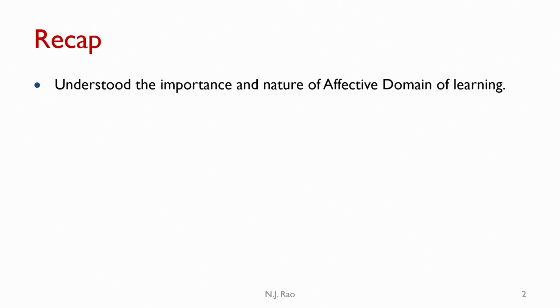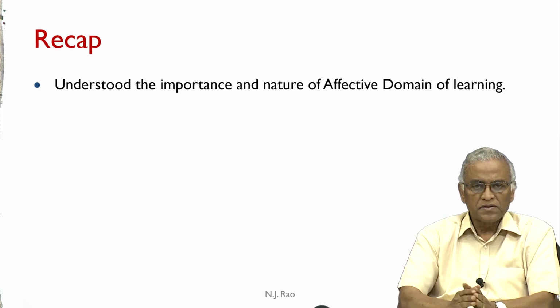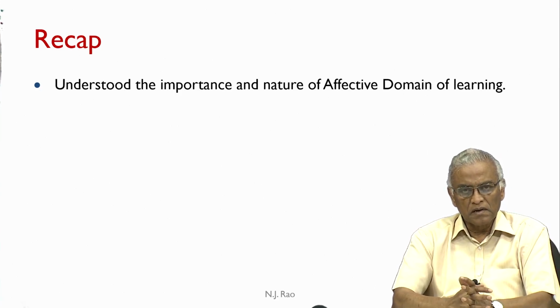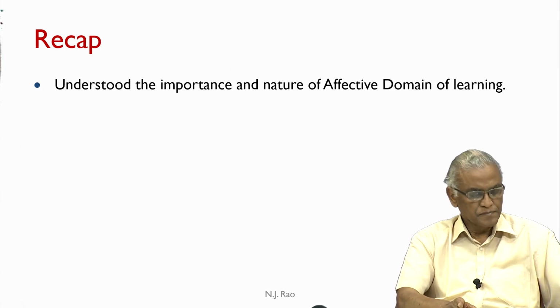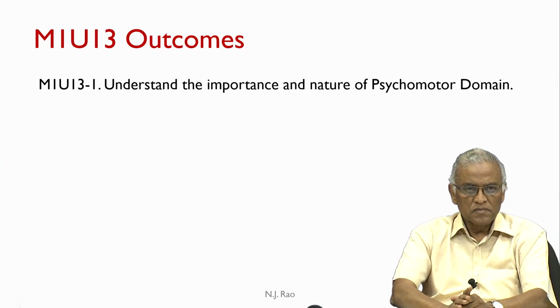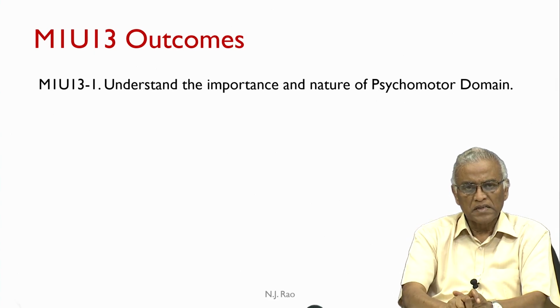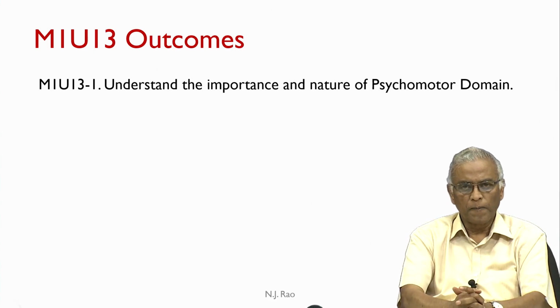In the last unit, we understood the importance and nature of the affective domain of learning. We looked at the taxonomy of the affective domain as given by Pearce and Gray, and we tried to explore the importance and the role of the affective domain in higher education itself. And now in the current unit, the goal is to understand the importance and nature of the psychomotor domain.